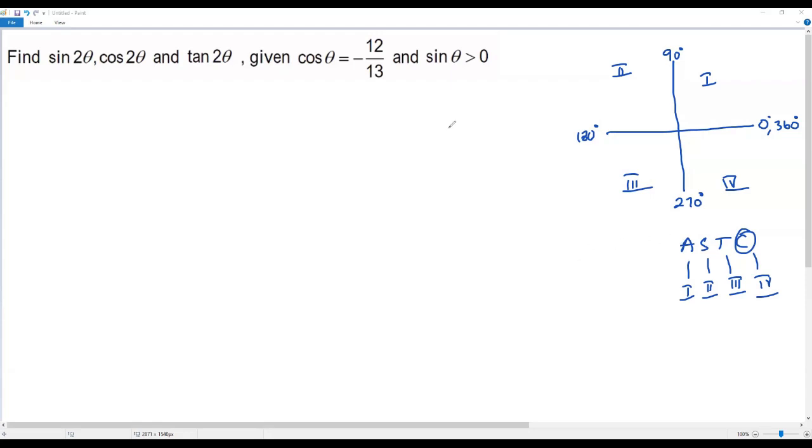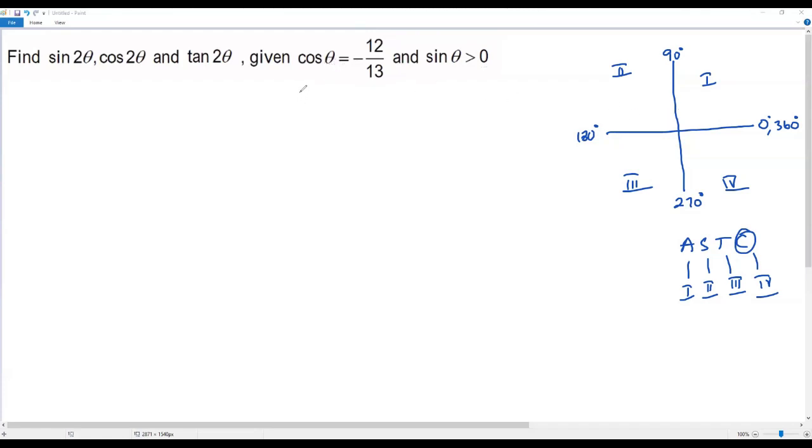Anyways, we have to consider the quadrant where sine theta is positive. Sine theta is positive in the first quadrant because in the first quadrant all trigonometric ratios are positive, and in the second quadrant as well. But here cosine theta is negative, so the angle measure cannot be in the first quadrant, because there everything is positive, so cosine also must be positive. Since the given cosine is negative but sine is positive, we have to consider the terminal side of this angle measure theta in the second quadrant.